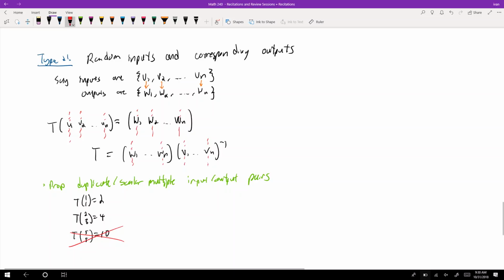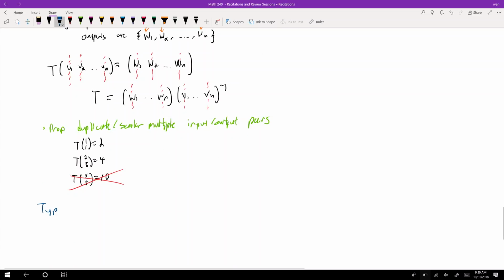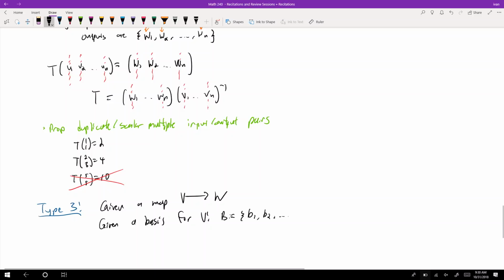Any other questions? Okay. So type 3. This is the problem that gives everyone fits. You're given a map V to W. You're given a basis for V, and we'll call it B, which has the elements B1, B2 through Bn.